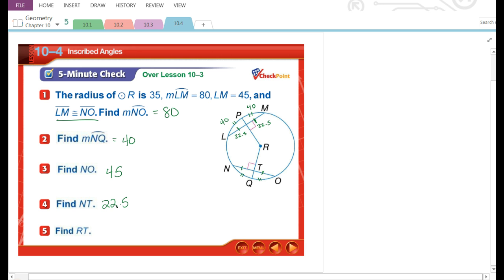Now RT, not as straightforward. So RT is called X. Alright, I know that the radius is 35. So I'm going to draw in a radius right there. 35 tells me the radius right there. And I know NT is 22.5. So to find RT, Pythagorean theorem, 35 squared equals 22.5 squared plus x squared.